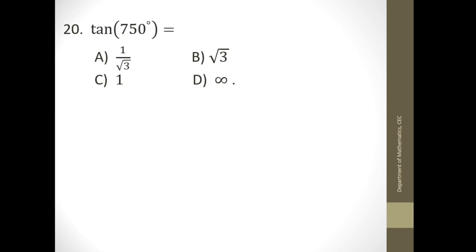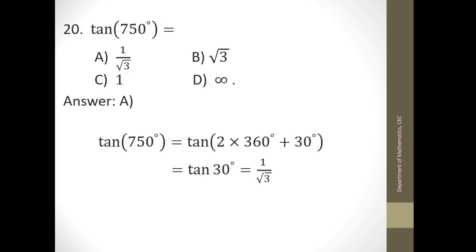Tan 750 degree is nothing but, 360 you remove, 720 you remove, remaining 30. Tan 30 is nothing but 1 by root 3. Answer is A.